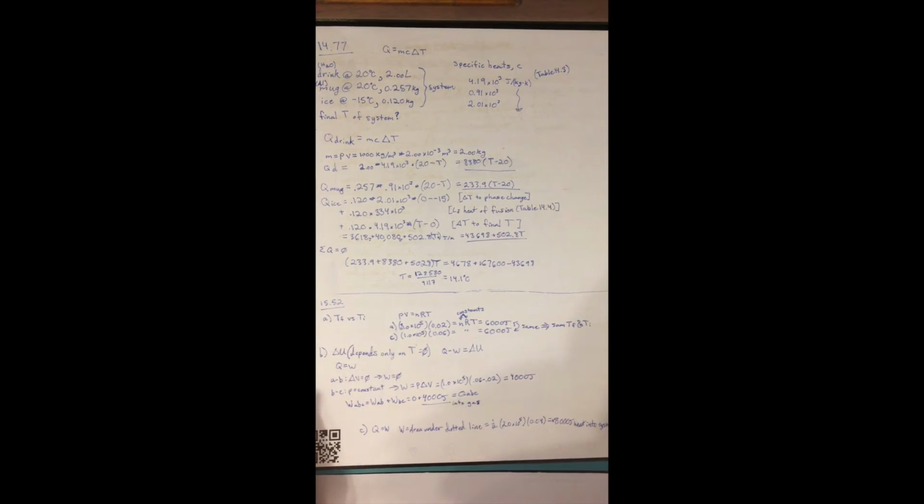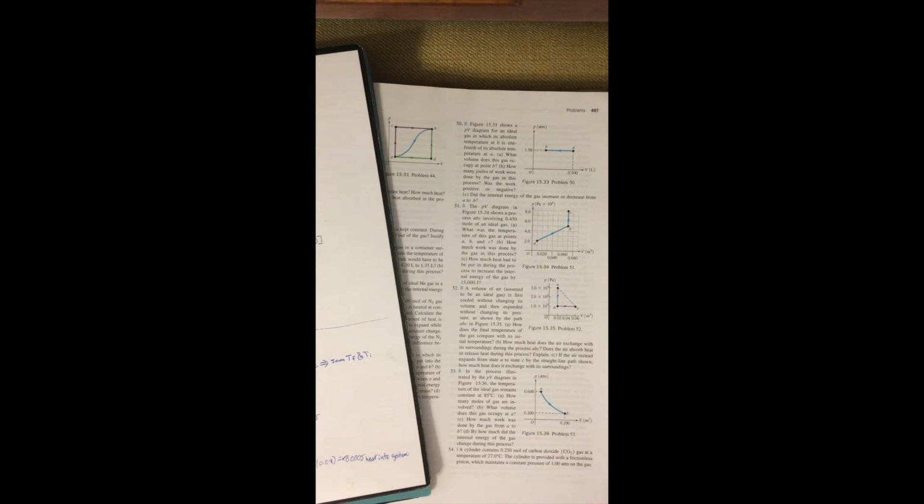And then we'll move on to question C, which is, if the air instead expands from state A to state C by the straight line path shown, how much heat does it exchange with its surroundings? So now it's saying if it just goes from here to here, what's the Q?